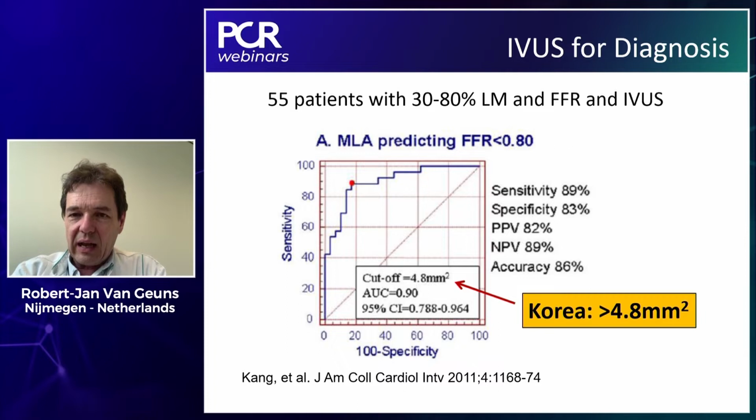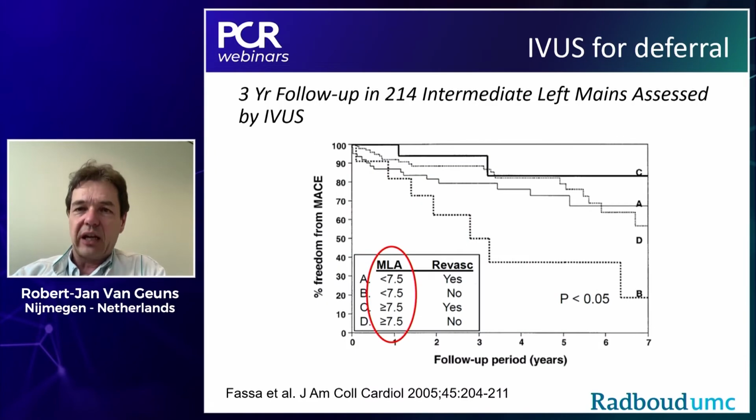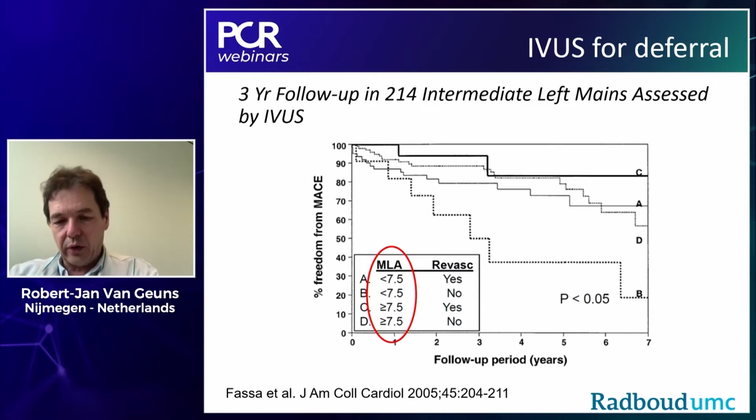Now, for the IVUS, there has been a dedicated study comparing deferral based on IVUS, and you can see that for the luminal area above or less than 7.5 square millimeters, it's line C, above 7.5 there are hardly any events up to 6-7 years. So that seems pretty much safe to defer these patients.